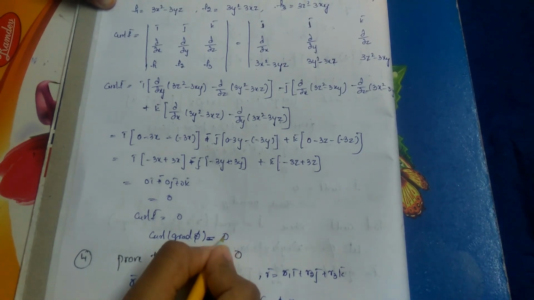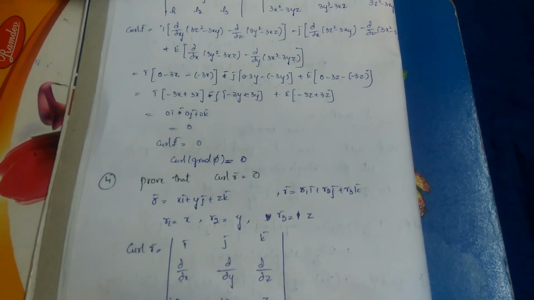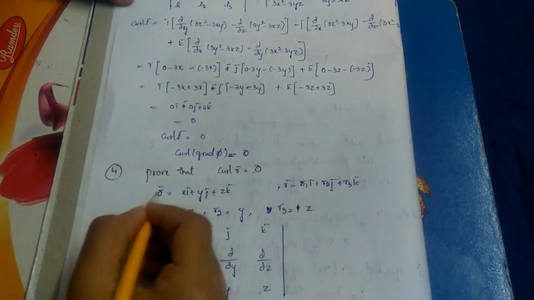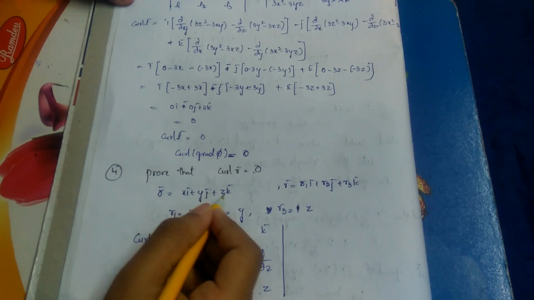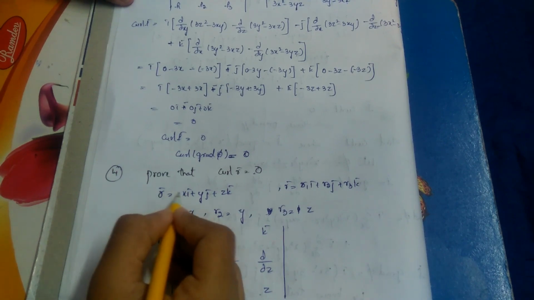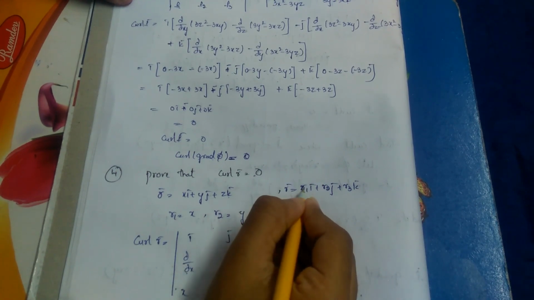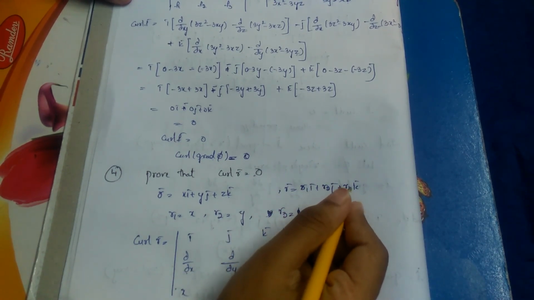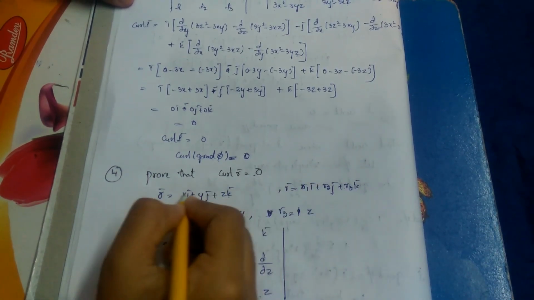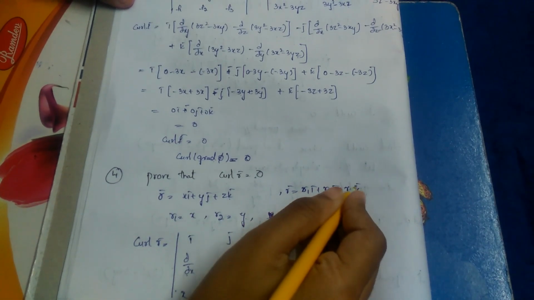And here is a final question on the curl of a vector, that is, prove that curl r bar is equal to 0. So let's take r bar as x i bar plus y j bar plus z k bar. When they didn't mention the r bar vector, we have to take r bar as x i bar plus y j bar plus z k bar. And r bar is equal to r1 i bar plus r2 j bar plus r3 k bar, as we have written for the f bar vector. So here r1 is nothing but the i bar coefficient, that is x, and r2 is the j bar coefficient, which is y, and r3 is the k bar coefficient, which is z. So we got these r1, r2, r3 values.